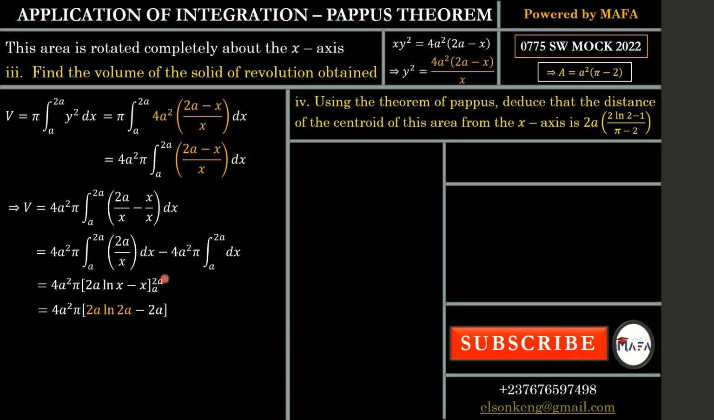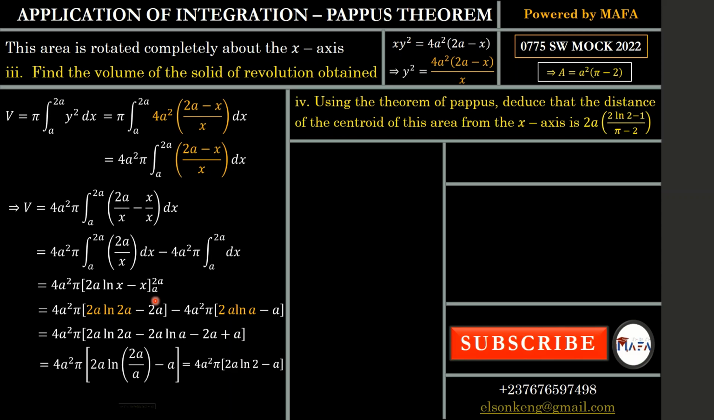We fit in our limits of integration. Here is the upper bound. We fit x equal to 2a, minus we fit x equal to a. We bring like terms together, we simplify, and we get our volume to be 4a squared pi into (2a ln 2 minus a) cubic units.